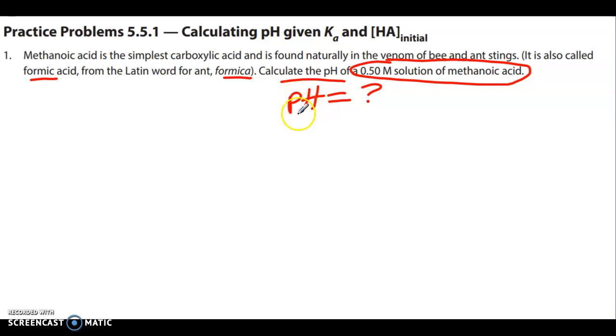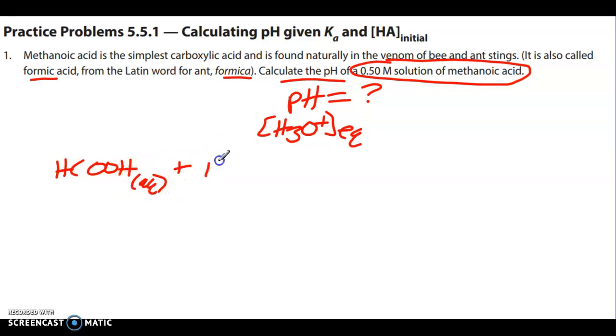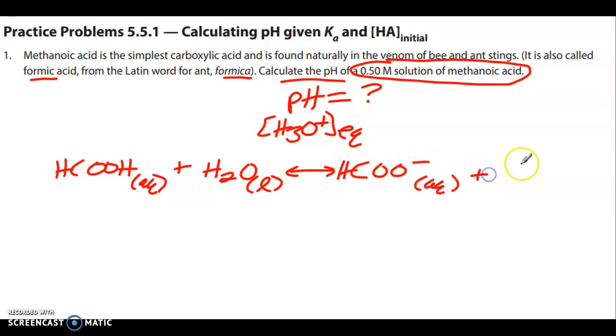So remember, pH means we need the hydronium concentration at equilibrium in order to solve for that. And this 0.50 mole per liter solution is our initial. Okay, so we have here formic acid is HCOOH. We know it's not one of these strong acids, so it must be a weak acid. So it's going to be HCOO negative 1 plus hydronium, right? And we're going to have to do our ice table.